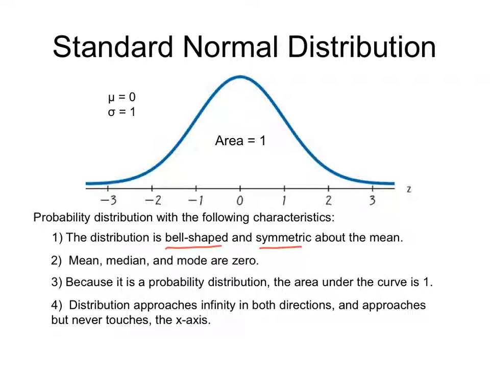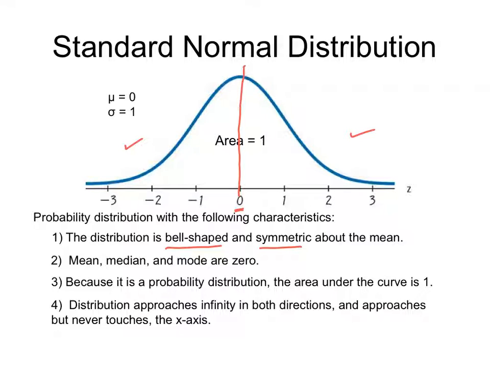Symmetric means, this is the middle, and in a standard normal distribution, our mean is 0. If we look at the left-hand side of the curve, it's exactly the same as the right-hand side. If I were to take this curve and fold it in half, approximately on the red line, because I'm not that great of a drawer, the 2 halves would match each other.